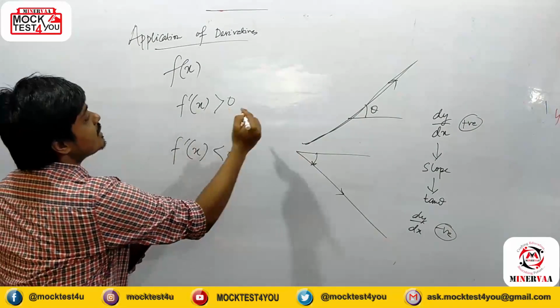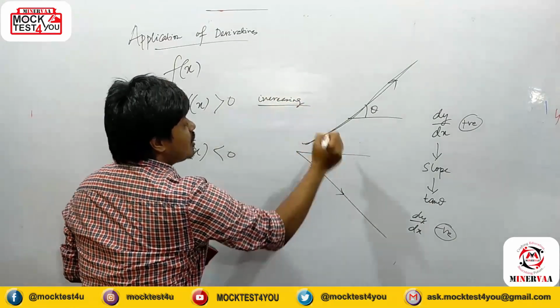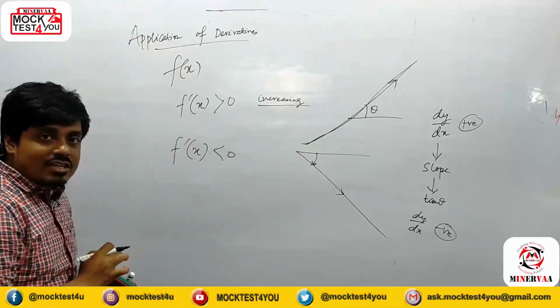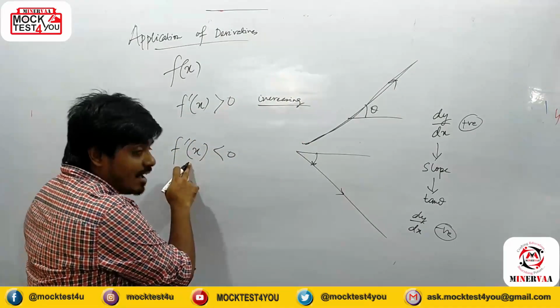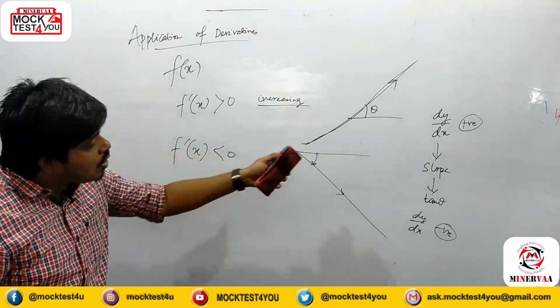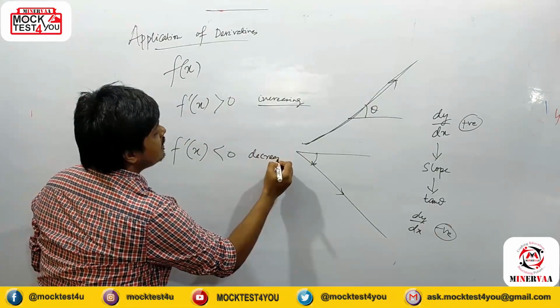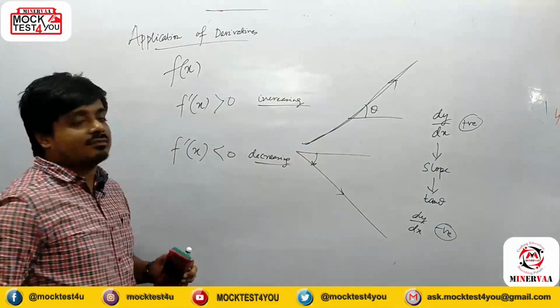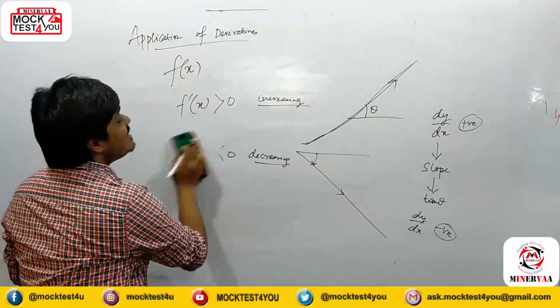Okay, so this is for increasing function. In order to check whether the function is increasing or not, we find f dash x. If it is greater than 0, then we can say that it is increasing. And if f dash x is less than 0, we have negative slope, we will say that the function is decreasing. Simple as that. Okay, so now let's do one problem of it. We are in JEE Advanced.